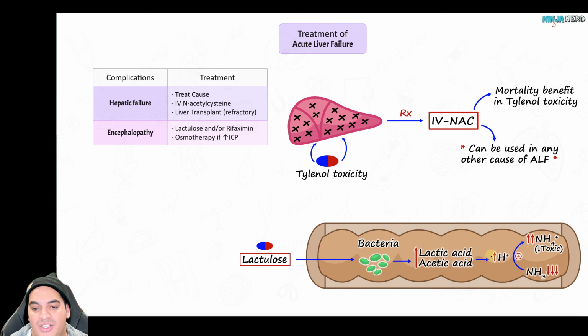Rifaximin has just been shown to destroy some of the bacteria in the colon. And if you destroy some of the bacteria in the colon, you may reduce a little bit of that ammonia production in general. So that's the concept there.